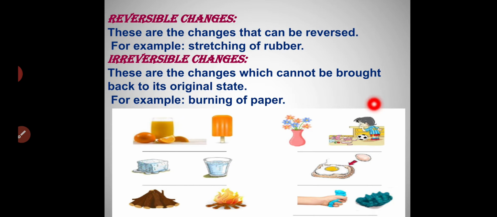Here the boy is playing with a ball and he broke the vase, right? Can we get the vase again? If it is made of clay pot, then maybe, right? Egg is converted in the form of omelette. Can we get the omelette again as an egg? No, not possible. Yes, the cloth is shrunk. Can we get it again? Yes, definitely. So, here some are reversible and some are irreversible.